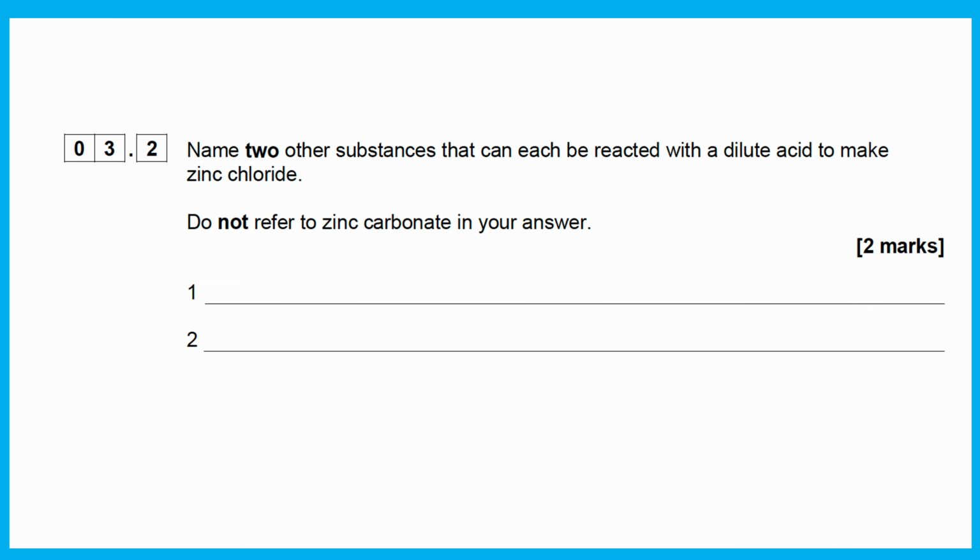Subquestion 3.2. Name 2 other substances that can each be reacted with a dilute acid to make zinc chloride. Do not refer to zinc carbonate in your answer. 2 marks.